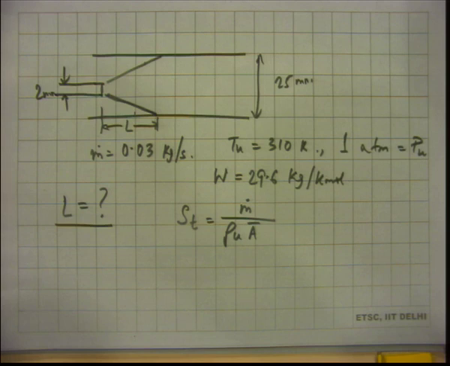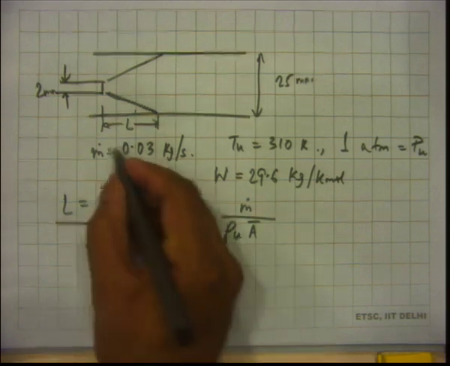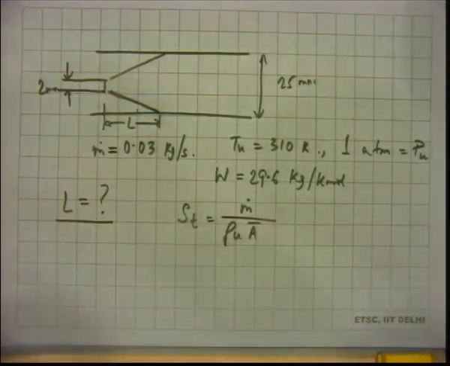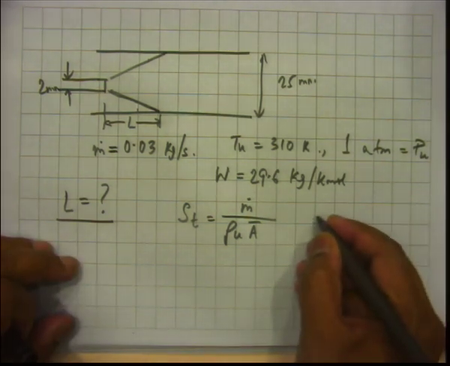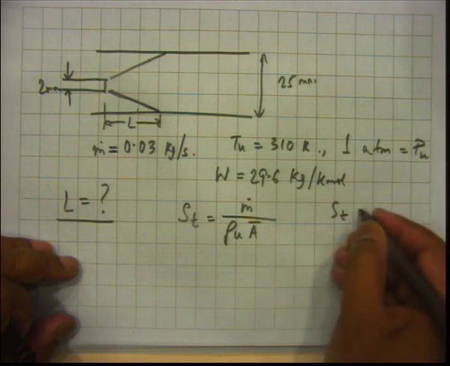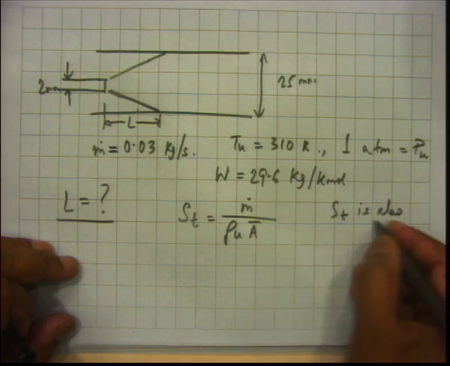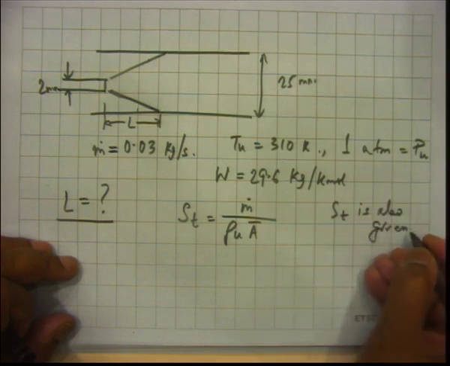So, you can get rho u. M dot is given, isn't it? M dot is 0.03 kg per second. So, we can get rho u and we have m dot. And actually in this problem ST is also given, okay. Without that you cannot do.